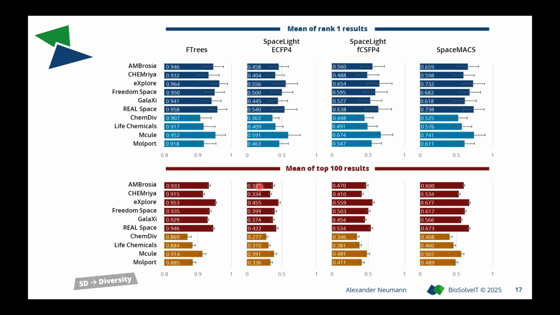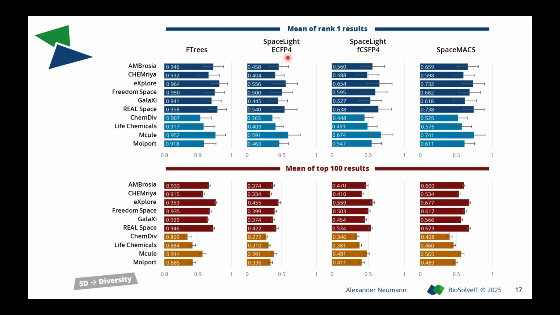Here you can see the scores for the top results, so rank 1, the top result, and at the bottom we see the results for the top 100 results, so all of them and the best one. And what you can see for the top results, in almost all cases, chemical spaces performed better than the investigated compound libraries. MQ, though, was also able to compete with the chemical spaces. The trends remain more or less very similar for SpaceLight.